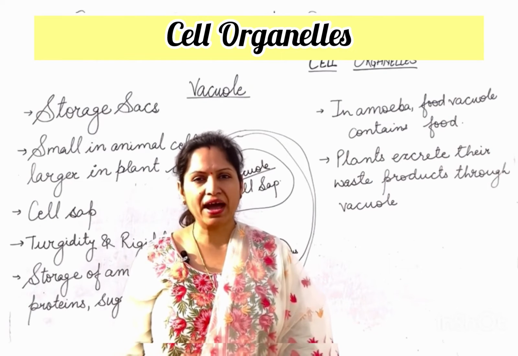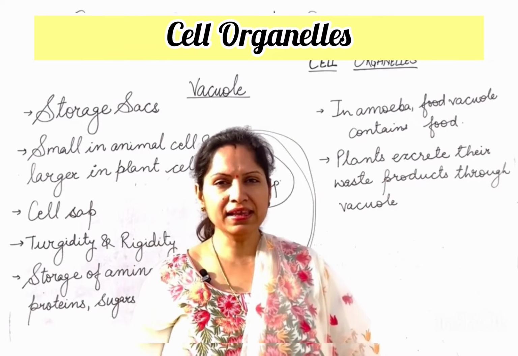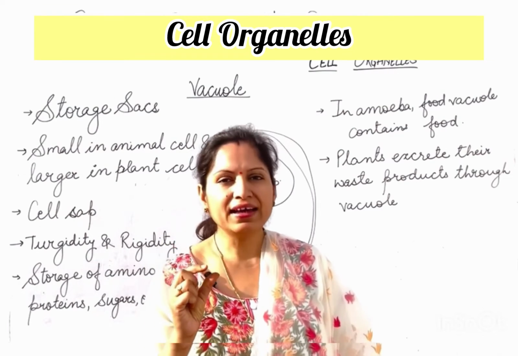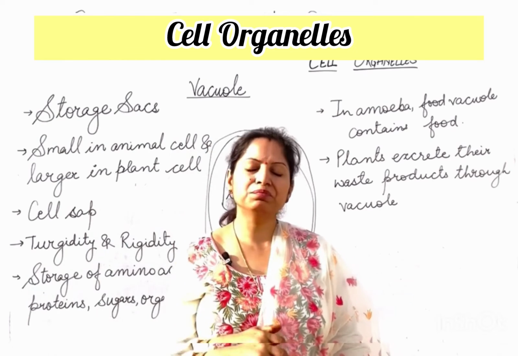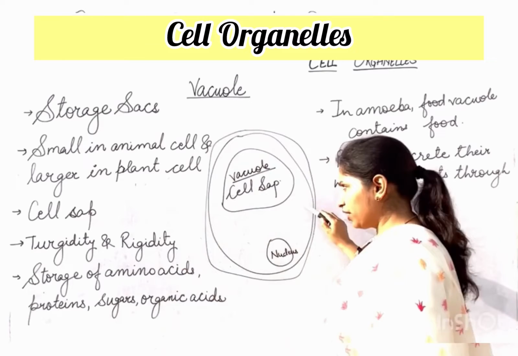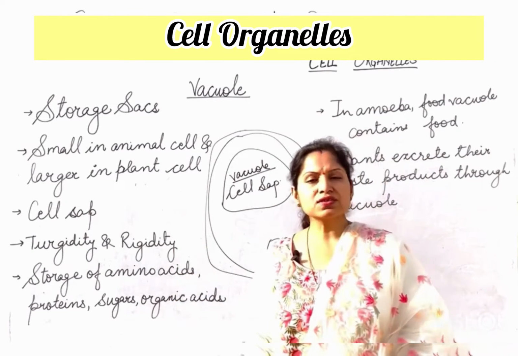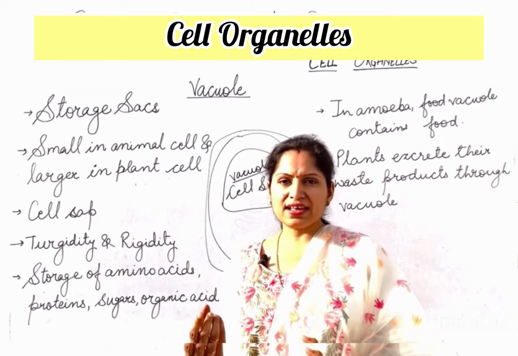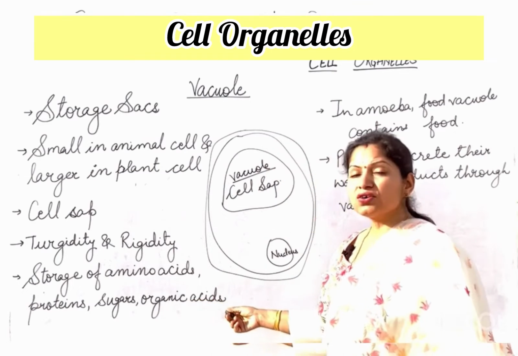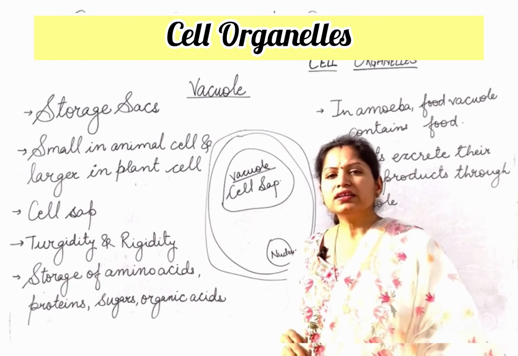Our next cell organelle is vacuole. Vacuole is present in a plant cell as well as in an animal cell. But in animal cell, it's very small, and in plant cell, it's really big. The plant cell has a big vacuole which stores amino acids, proteins, sugars, and organic acids like citric acid in lemon and oranges. So these are known as organic acids that are all stored in a vacuole.